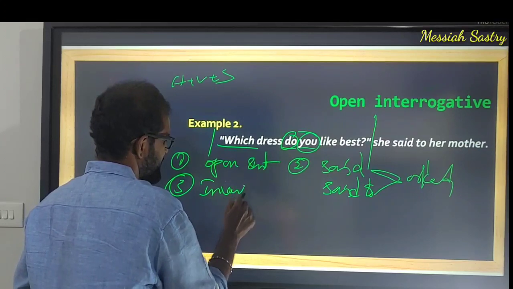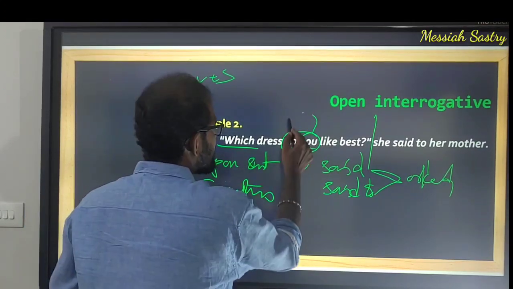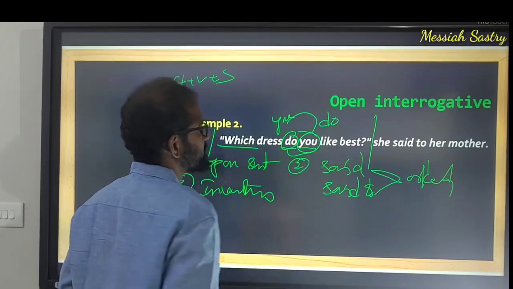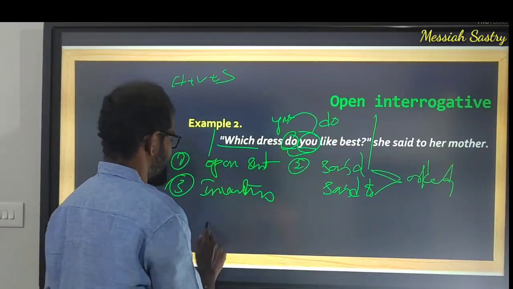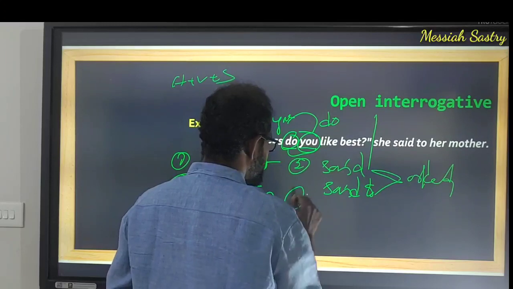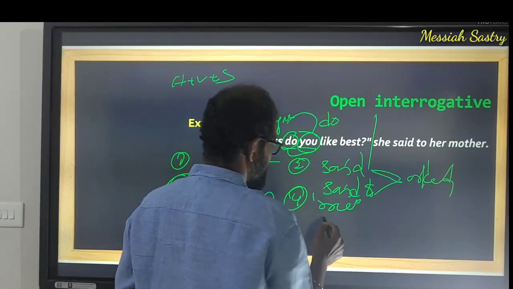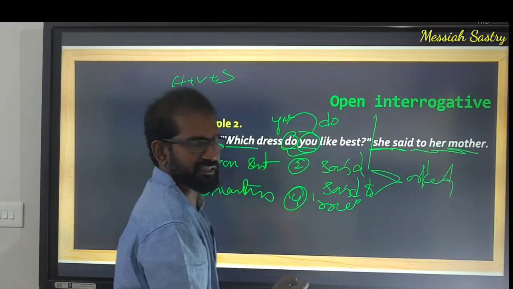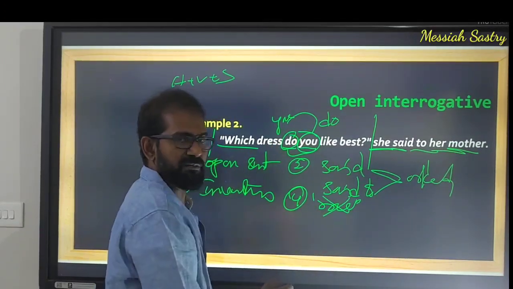Third point, inversion. So what is inversion? This is change of place. You comes here, do goes there. Inversion. Fourth point, use me if there is no listener. Let us see whether there is a listener or not. She said to her mother, so there is a listener. There is no use of using me.